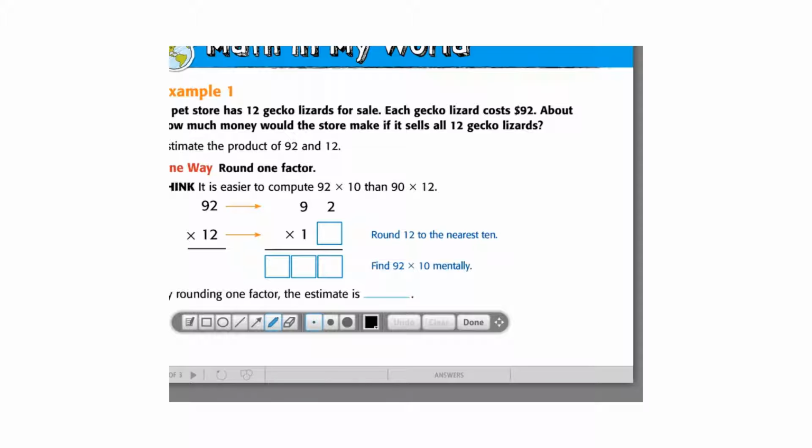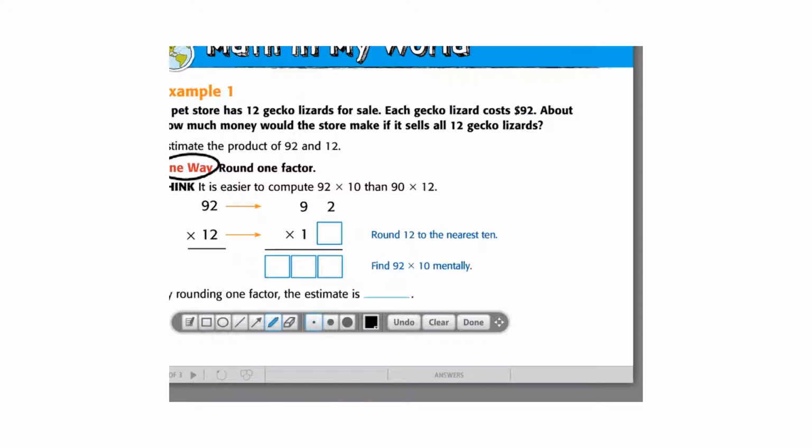Now, do you see what one way is right here? It says one way, round one factor. So remember what I just finished telling you? The more numbers you change and the further from the original number it is, the more different your estimate is going to be from your actual answer, because you're changing the numbers so much.